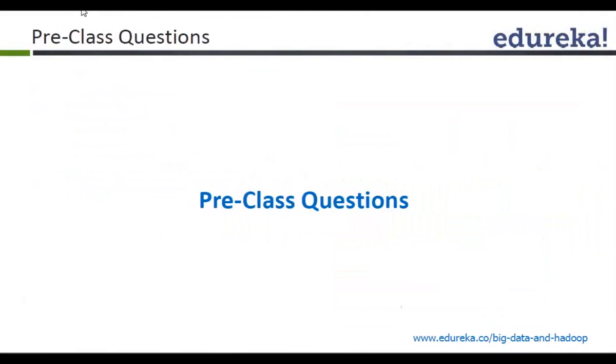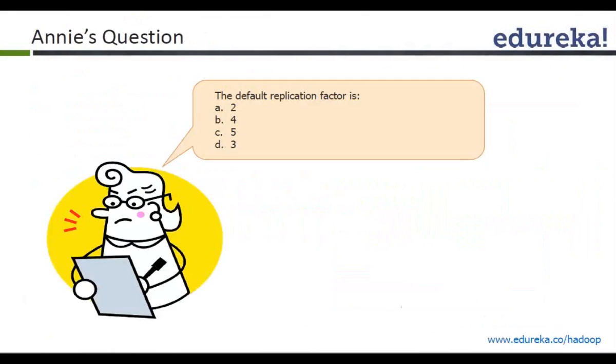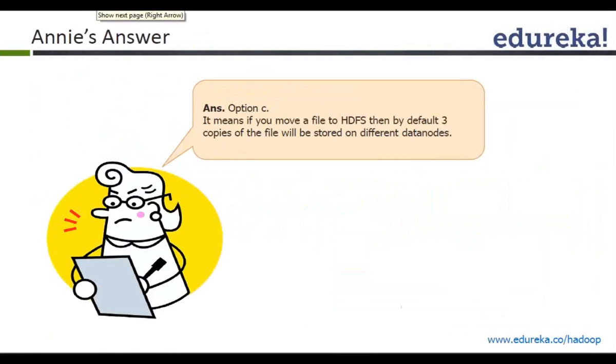Here comes Annie. She just wants to be sure that you know whatever has been done till now. So let's go ahead and look at her questions. The default replication, if I don't say, is 3. Let me go down to the next slide. There you see, this is a typo. It should have been D. 3 is fine. No, it actually should have been D.